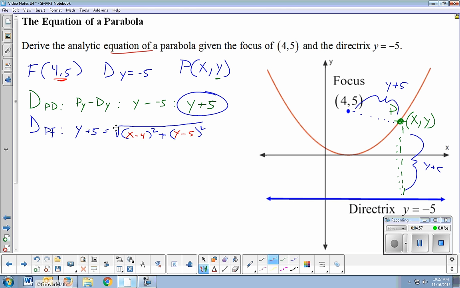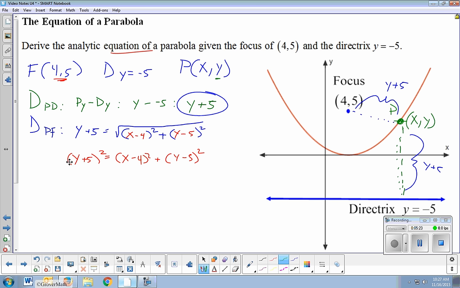And so what I see is a lot of binomial expressions. That's very normal. To get rid of this giant square root, I could square both sides, and what that gives me is y plus 5 squared equals x minus 4 squared plus y minus 5 squared. And what we have is a bunch of binomial squares, and this is a skill that we see a lot in this course, so you have to be able to do this pretty well.